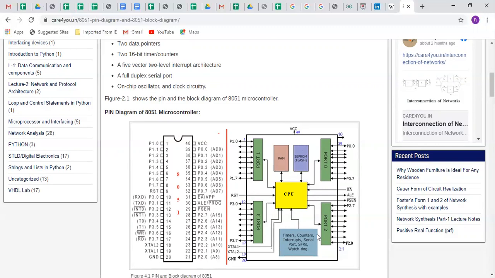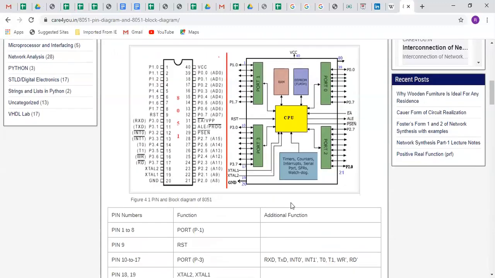This is where we find all the ports and some of the major blocks of the 8051. It has 4 ports: port 0, port 2, port 1 and port 3. Internally, it has a CPU which performs the arithmetic and logic operations, that is the ALU. It has inbuilt 128 byte RAM, 4 kilobytes of flash memory, and the others such as timers, counters, interrupts, serial port, special function registers, and the watchdog timer, etc.